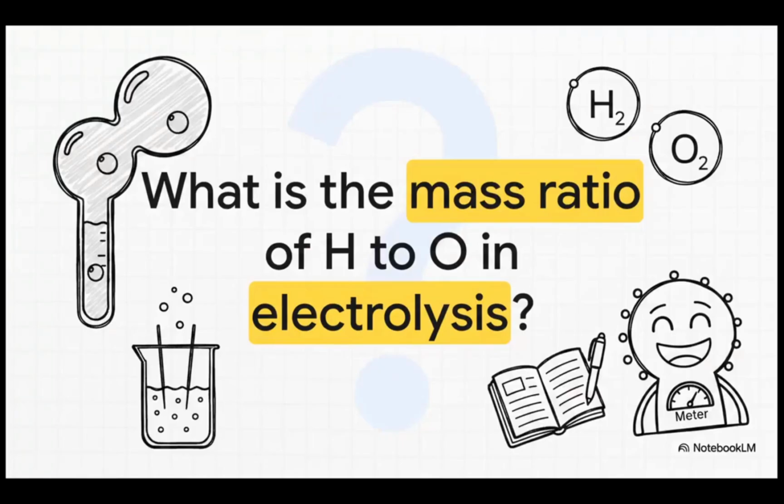Before we wrap up this explainer, I want to leave you with a bit of a provocative challenge. We learned earlier that in the electrolysis of water, the ratio of hydrogen gas to oxygen gas collected is 2:1 by volume. But think about their atomic weights for a second. What is their exact ratio by mass? Grab a pen, look at your atomic masses, and see if you can solve this mystery down in the comments.